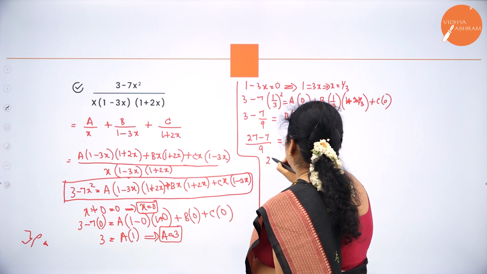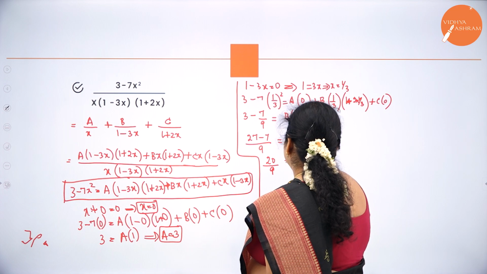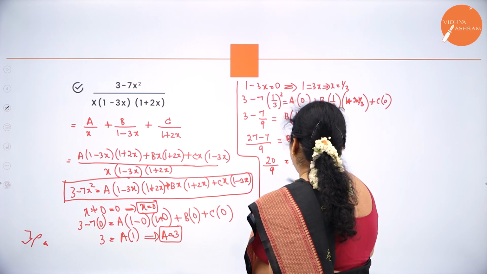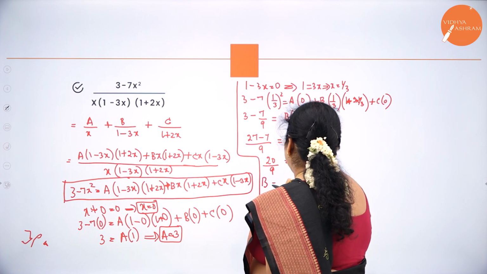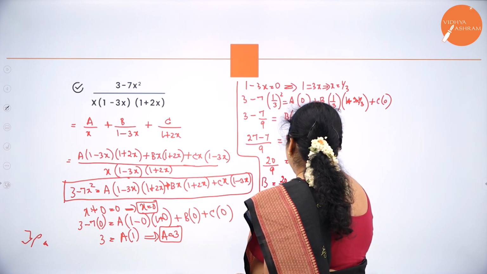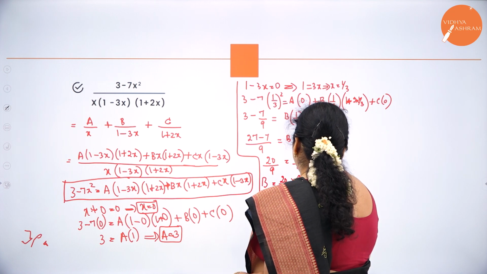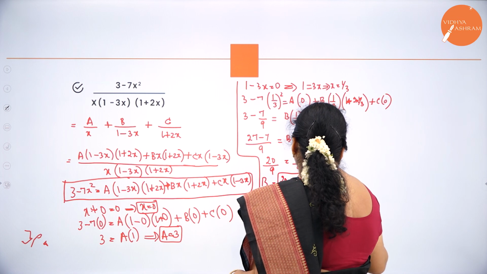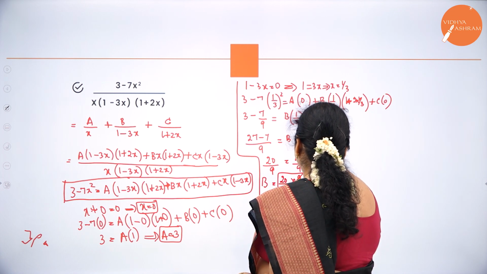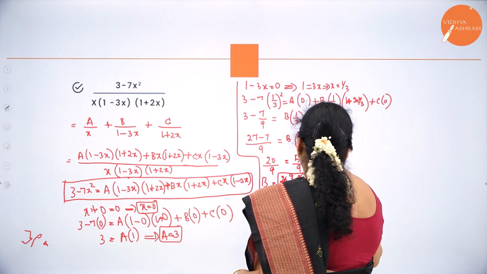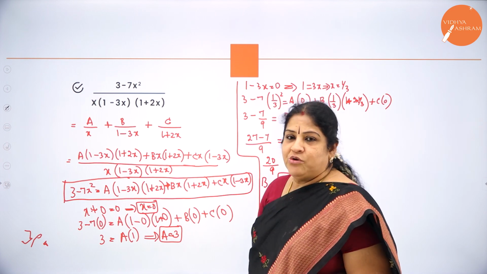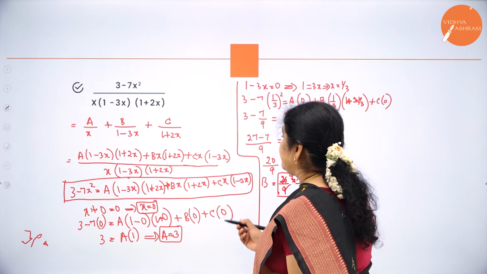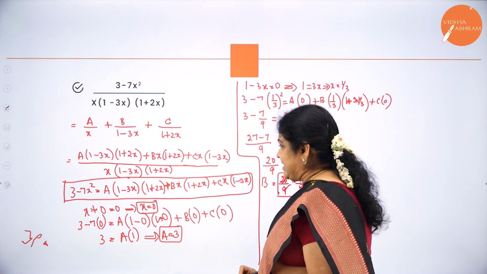So we have 20 by 9 is equal to 5 by 9 into B, which means B is equal to 20 by 9 into 9 by 5. If I calculate this gives me B is equal to 4. The value of B is equal to 4. Likewise, I want you to solve and get the value of C as well.